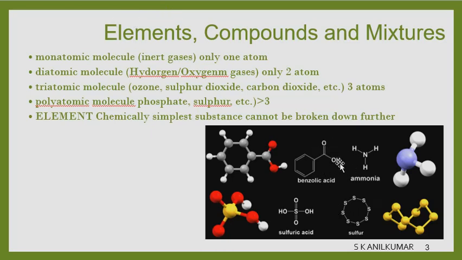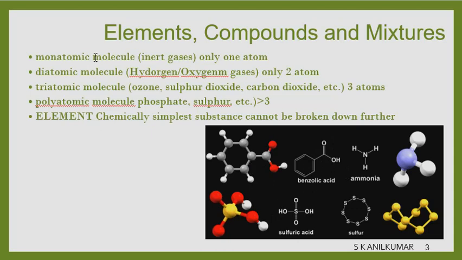Oxygen is an element, hydrogen is an element, ammonia is a compound, sulfur is an element, and sulfuric acid is a compound where oxygen, hydrogen and sulfur are the component elements, right? Now, here you have 4 oxygen atoms, here you have 1 hydrogen atom.